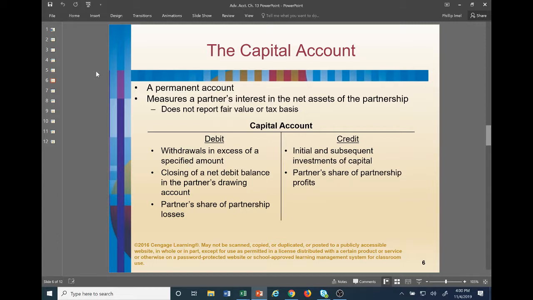Now, as is the case with all entities, the investment of capital in a partnership should be initially measured at the fair value of all tangible and intangible assets that are contributed. An individual partner's liabilities that have been assumed by the partnership also should be recorded at fair value. The post-closing balances in the capital accounts of the various partners represent each partner's interest in the net assets of the partnership at a point in time. A partner's interest in the partnership is different from the partner's interest in the profits and losses of the partnership.